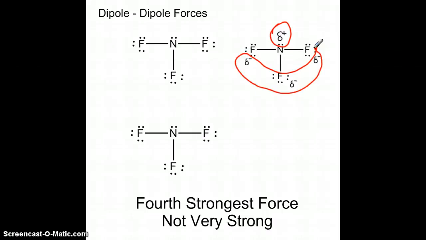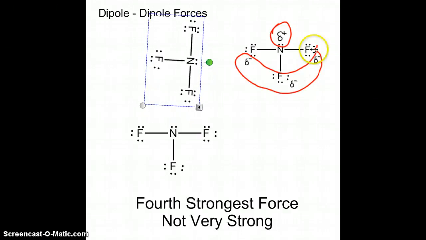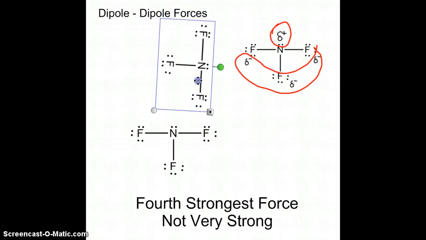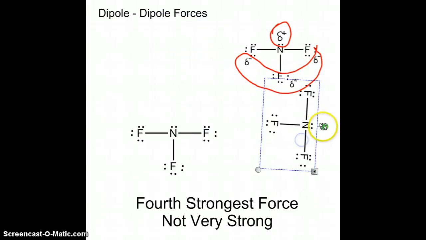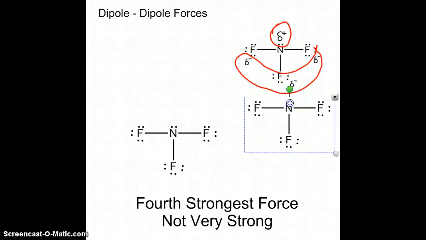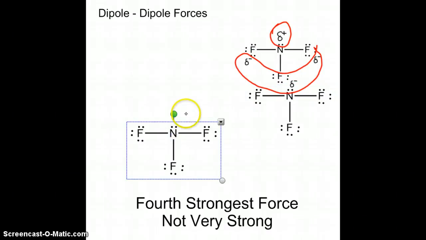So partial positives are attracted to the partial negatives. And so what we have here is, if we take this guy, which atom, Joe, is the positive atom in this nitrogen trifluoride? The N. So that's going to be looking for the negative, right? So this side of this molecule is attracted to this molecule.